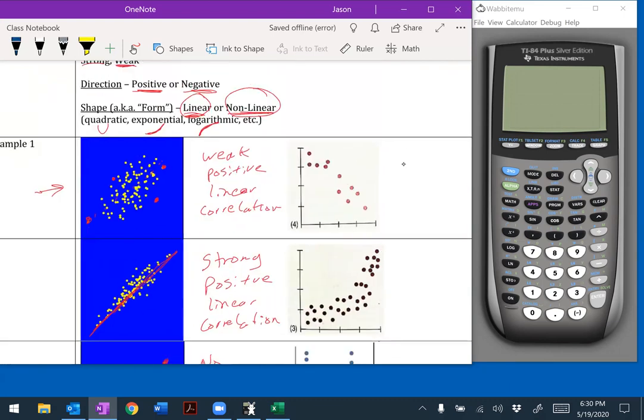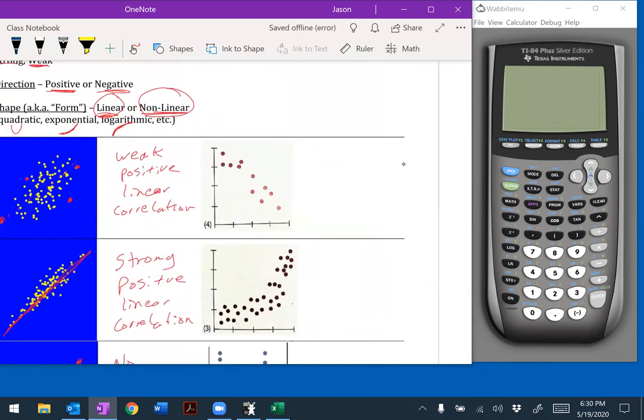What about the next one here? Looks like we've got a linear trend. What type of linear trend is that? Well, I would say that it's moderate, or maybe even strong. We'll go with strong. I can see definitely a trend downward there. Strong negative linear correlation.